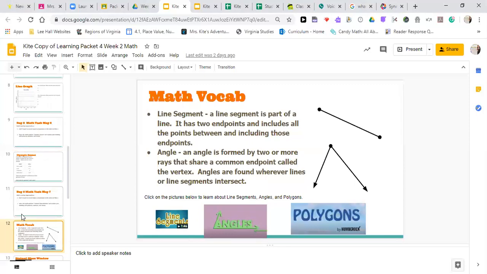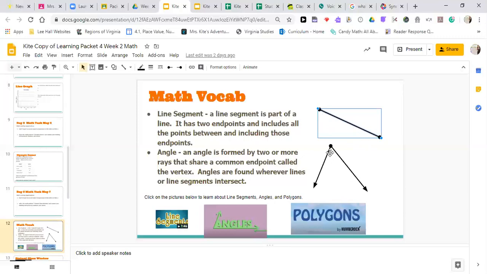First off, a line segment. A line segment is part of a line. A line can go infinitely in any direction, but a line segment has 2 endpoints. An endpoint, of course, is the point where the segment ends or begins. So this includes all the points between and including those endpoints. A line segment, when we see it, is going to look like this here. That's our line segment.